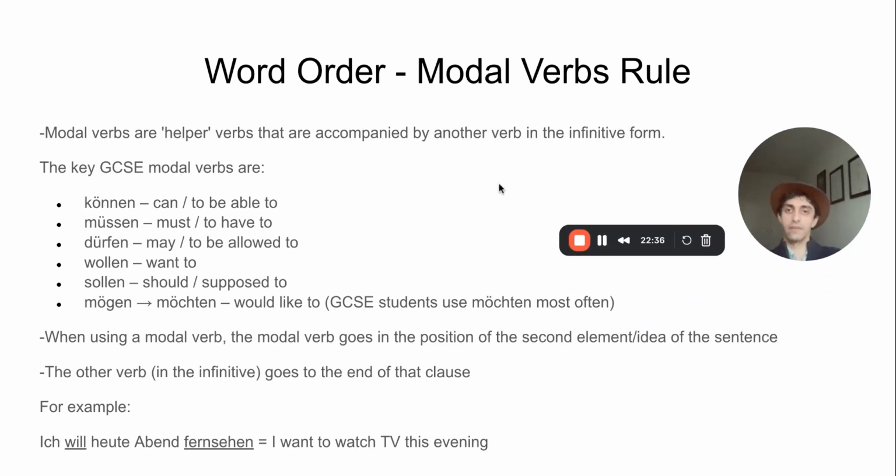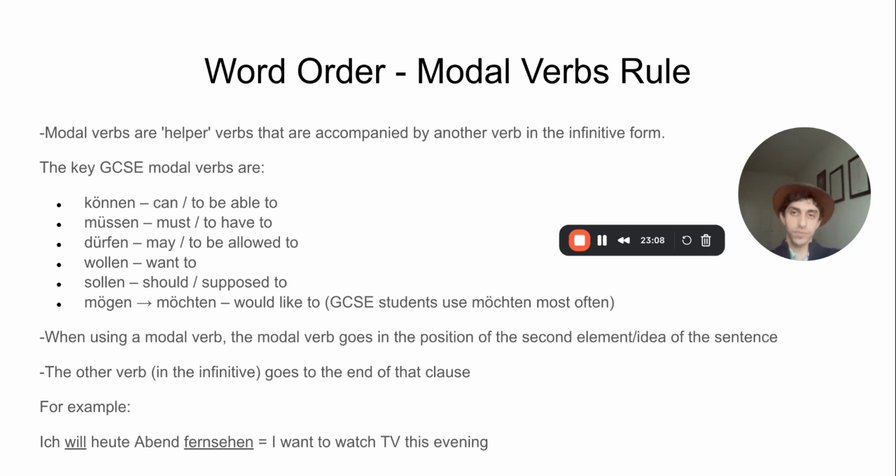Okay, one more rule for us to go through regarding word order, which is the modal verbs rule. This is the last one, perhaps the least significant too. This is actually fairly similar to the verb kicker rule as well. Modal verbs are really helper verbs that are accompanied by another verb in the infinitive form. So these modal verbs never really exist in a German sentence just by themselves. They're always followed by another verb.